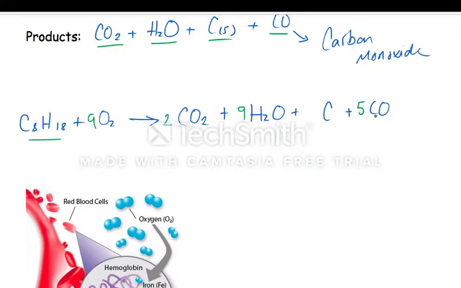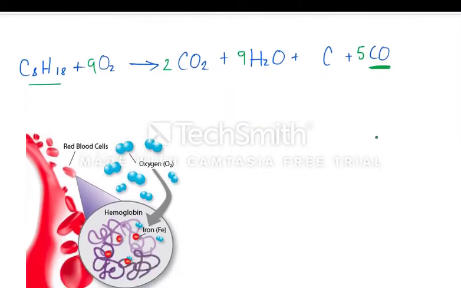Now, what is the problem with carbon monoxide? Well, carbon monoxide is produced whenever the oxygen conditions are not sufficient, such as a closed garage. If you turn a car on in a closed garage, the car will burn the octane in the engine, and then it will produce carbon monoxide in the closed garage, because there isn't enough oxygen in a closed garage. What is the carbon monoxide going to do?